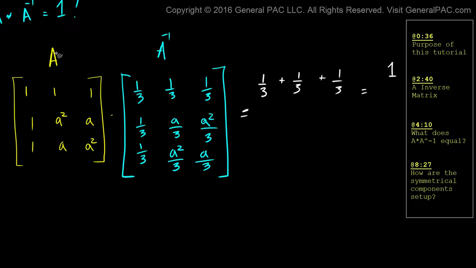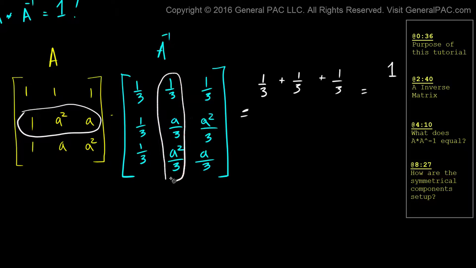Okay, so now the second row here, that is equal to the second row of the A matrix multiplied by the second column of the A inverse matrix.